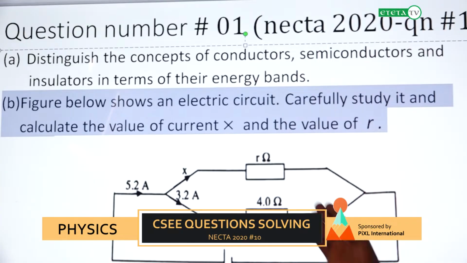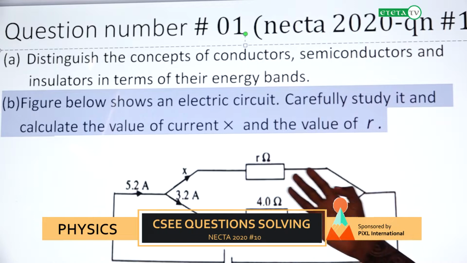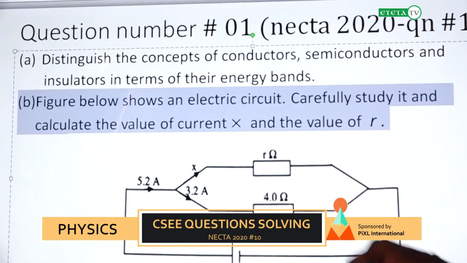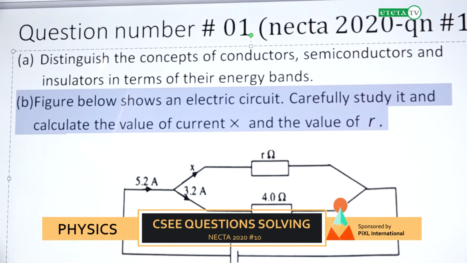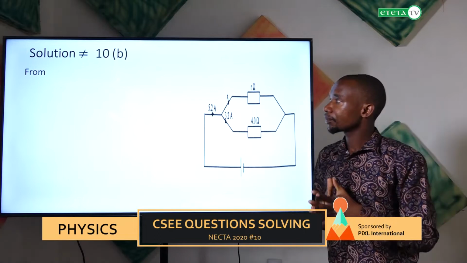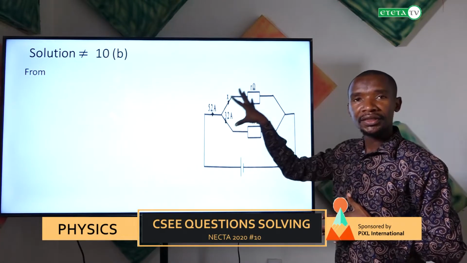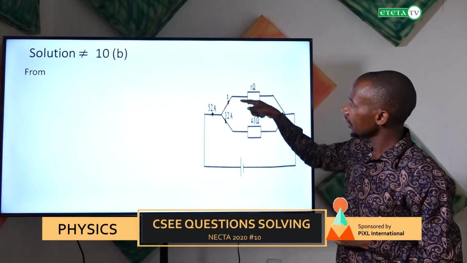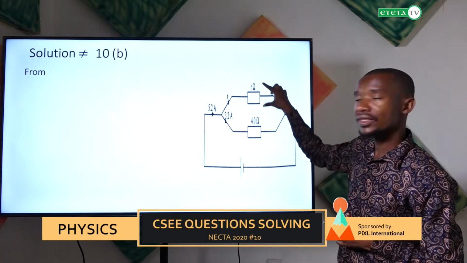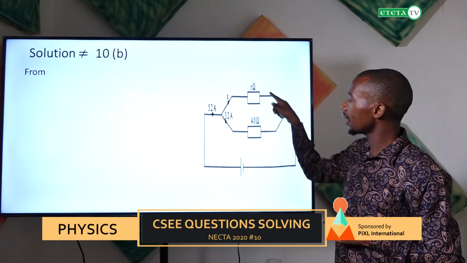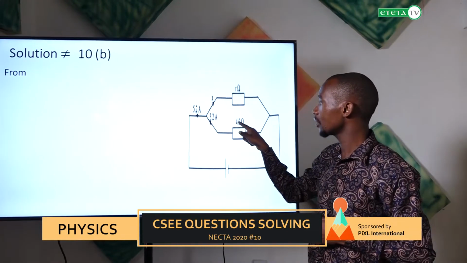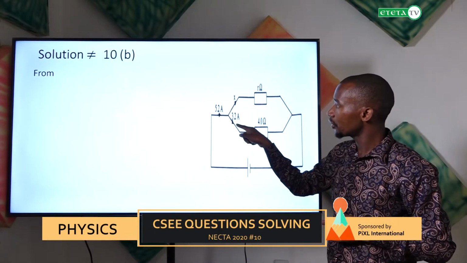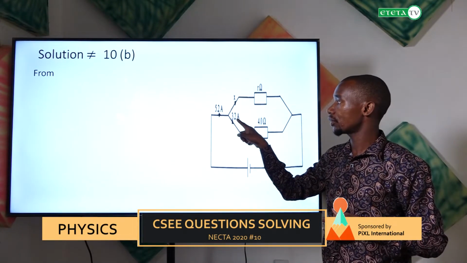In part B, we are given this diagram or figure, and we are asked to find the current that is flowing through this resistor and the value of this R. So this was our given figure. We are given this current, which is 5.2 ampere, entering into these two resistors, R and another resistor here which is given as 4.0 ohms, and this current is distributed into X and 3.2 ampere.